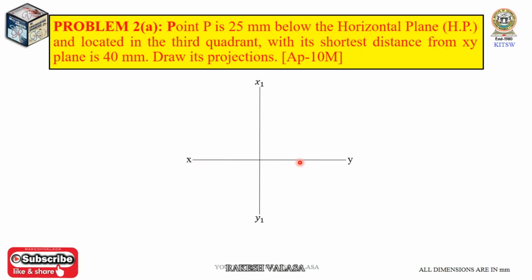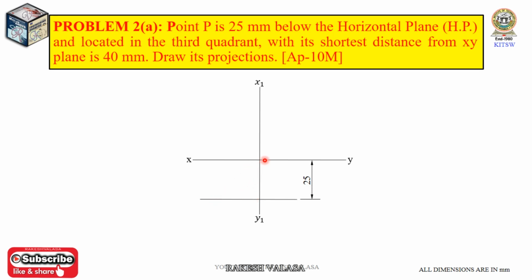You know that above XY is the vertical plane, below XY is the horizontal plane. So first draw the locus line 25 mm below the XY line. This name is locus of P dash. And also given that shortest distance from XY, here the intersection of XY and X1 Y1, this is above. From this point take your compass, take the distance 40 mm, cut the locus of P dash.